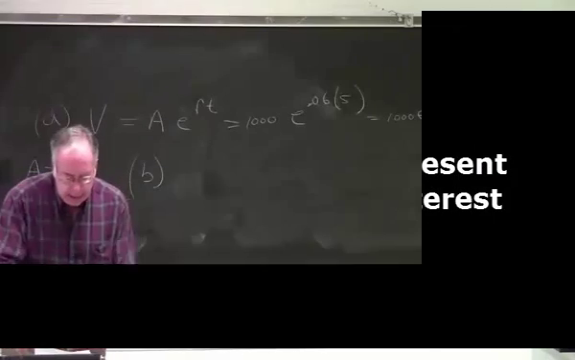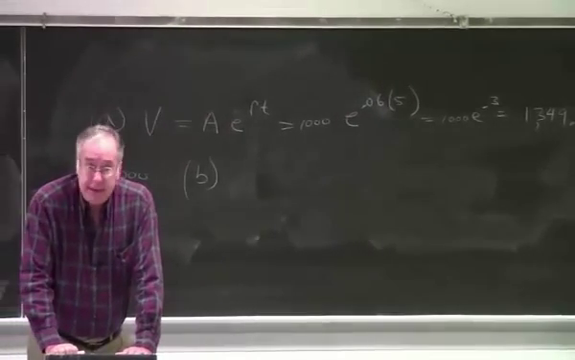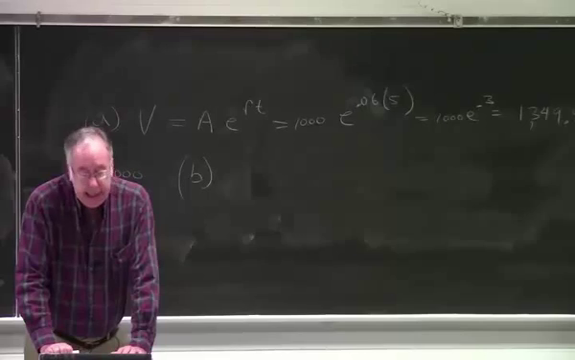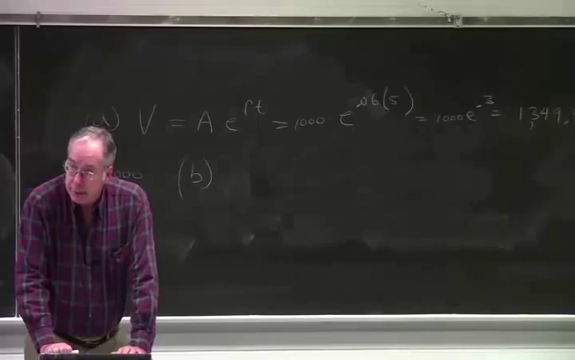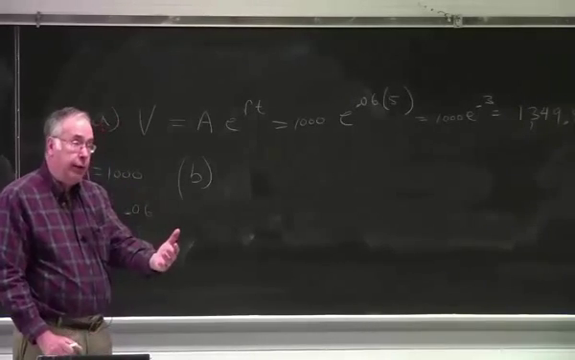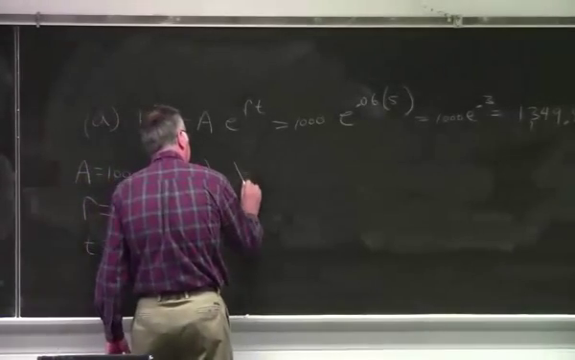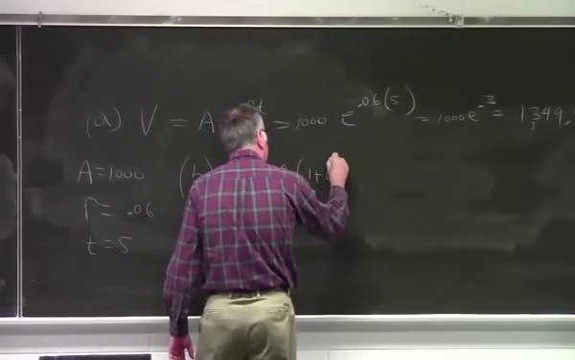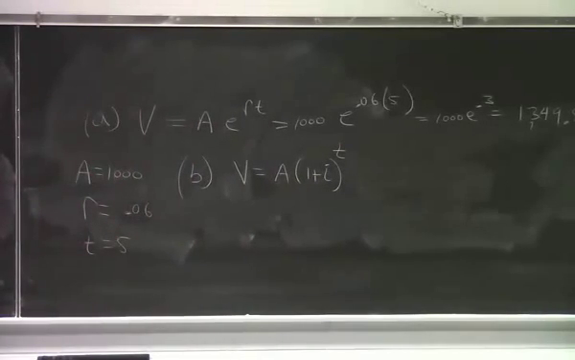Part B, now find an expression for the future value of $1,000 invested for 5 years, the same length of time, at an annually compounded interest rate of 6%. Not continuously, but annually. So this is a discrete model. And the formula for the future value in this case is V equals A times (1 plus i) raised to the t power, where i is the annually compounded interest rate.